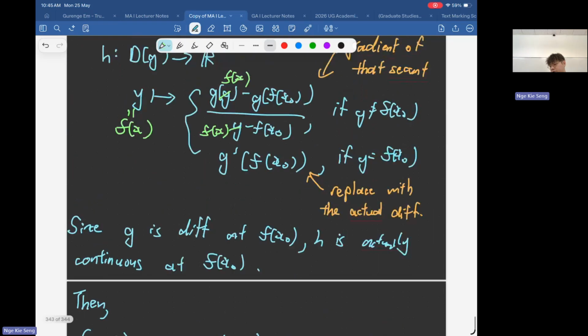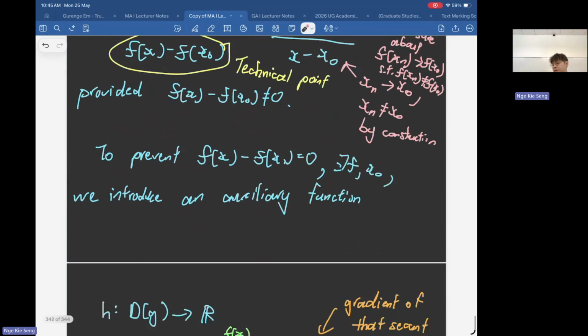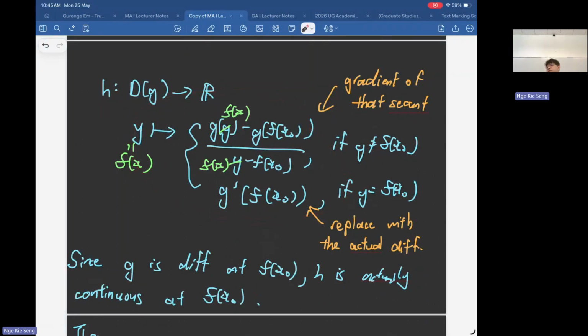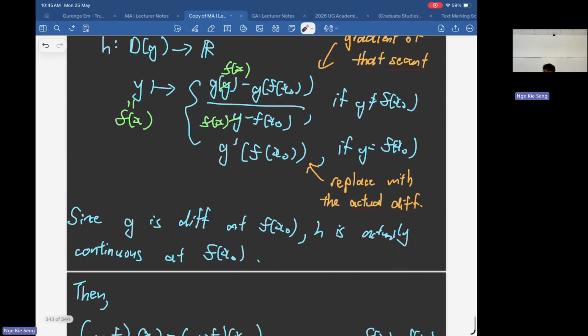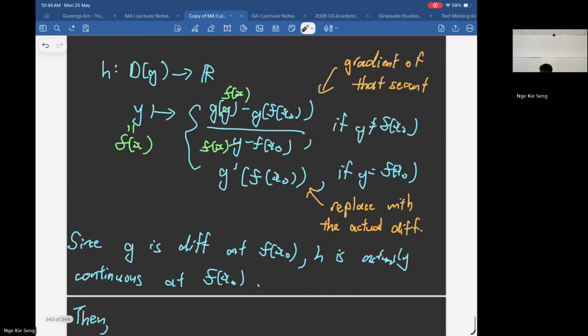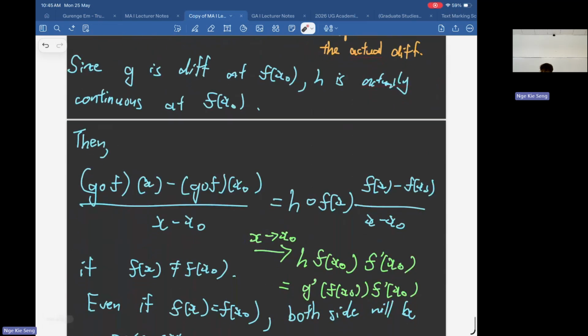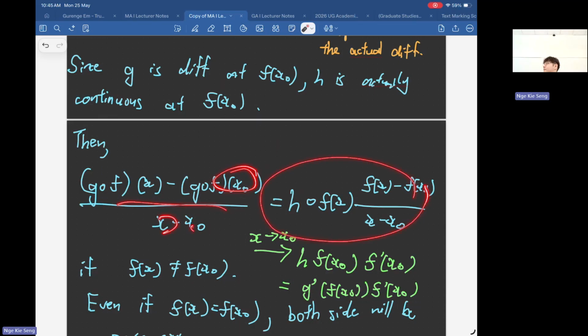Okay. So instead of dealing with this fraction directly, we're going to define a piecewise function to take care of the special point there that could make your denominator 0. But then it still works as a function. So there are two forms of g f x minus g f x naught over x minus x naught, but we prefer the version of h. Good.